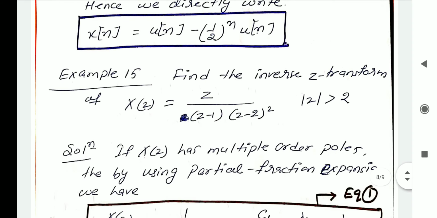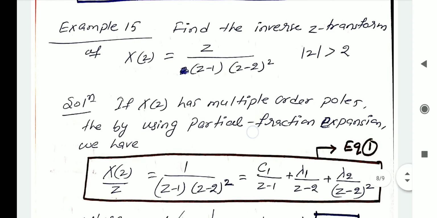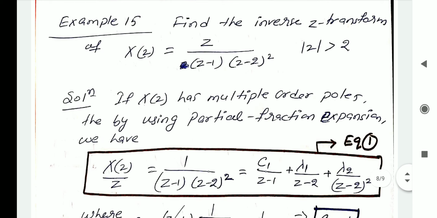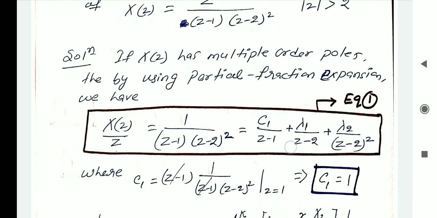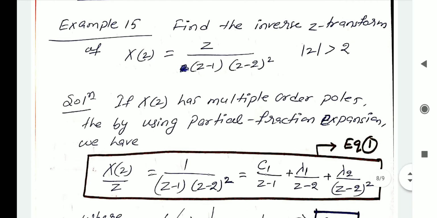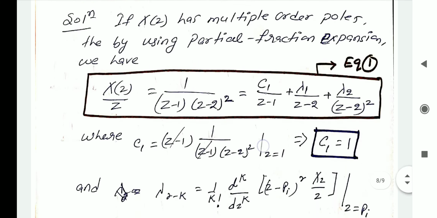Now the next example, find the inverse z transform of x of z given to us, where ROC is mod of z greater than 2. Now x of z has a multiple order pole. Multiple order pole, that means it has z by z minus 1 as our first factor, and the second factor is z minus 2 whole square. Now this is a multiple order pole, and this again needs to be solved by using the partial fraction expansion method.